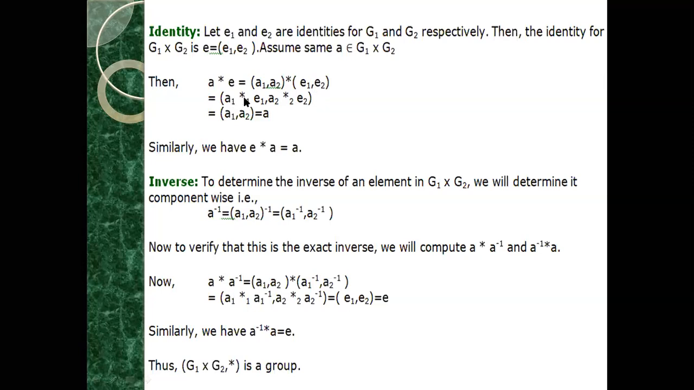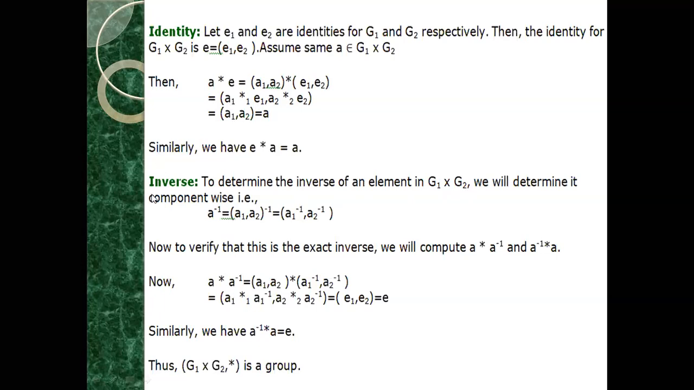So A1 star 1 E1. Here E1 is the identity element in G1, so this is the identity property for G1. So A1 star 1 E1 is equal to A1, and A2 star 2 E2 is equal to A2. So (A1, A2) is equal to A. Similarly, we have to prove E star A is equal to A. Okay. Next property, inverse.